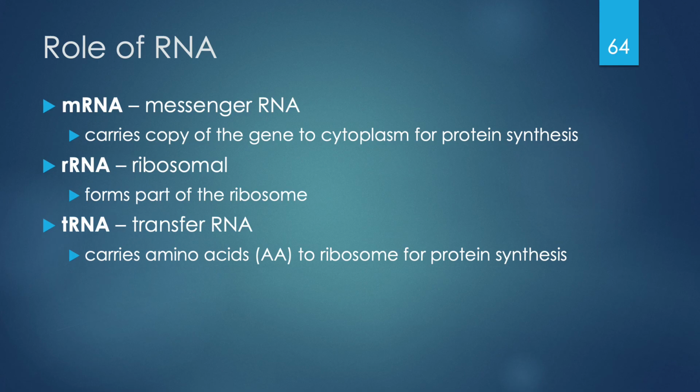So what is the role of ribonucleic acid, or RNA? Well, there are a few different types, so let's discuss them. mRNA, or messenger RNA, is responsible for carrying a copy of the gene from the nucleus to the cytoplasm for protein synthesis. Now, ribosomal RNA is important because it forms part of the ribosome, just like the name tips you off. And then we have tRNA, which is transfer RNA, and it's going to carry amino acids to the ribosome also for protein synthesis.